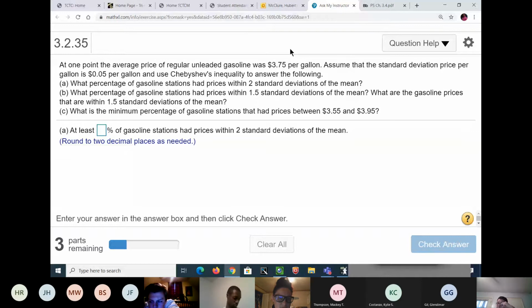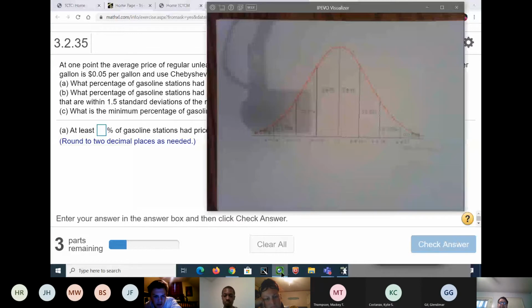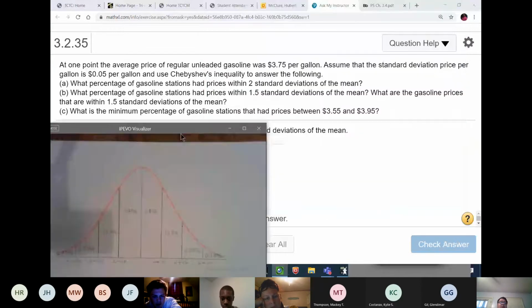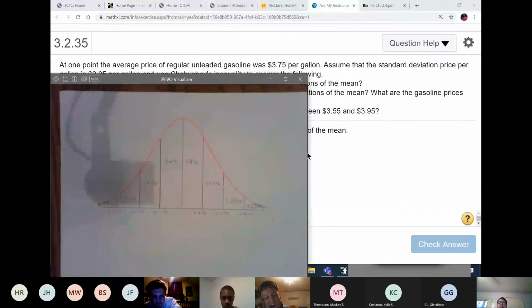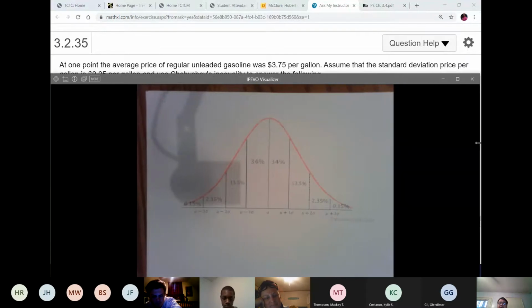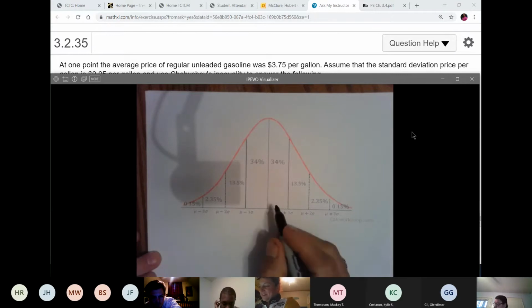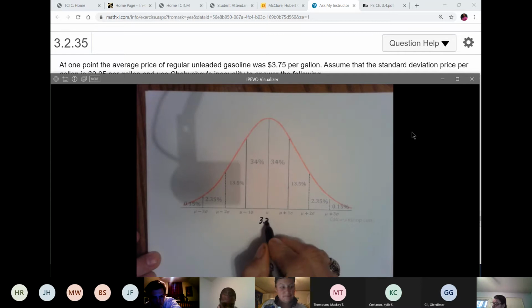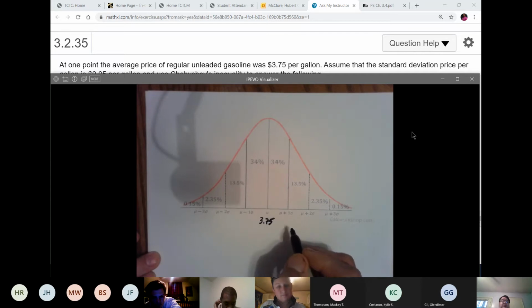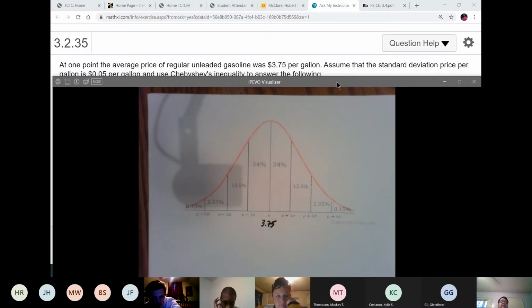All right. So first of all, I'm going to reach into my handy dandy pack of normal curves and pull out my normal curve. Y'all have y'all's normal curve? And the mean is 375. And the standard deviation is 5 cents.